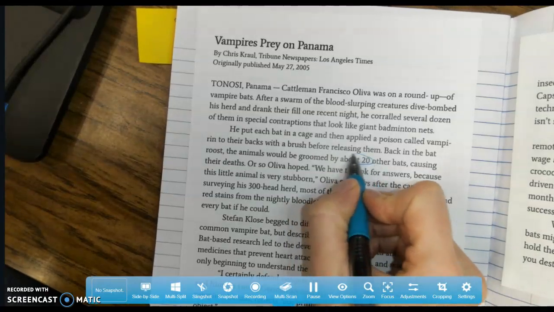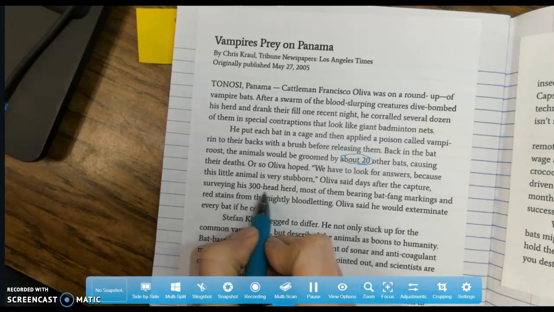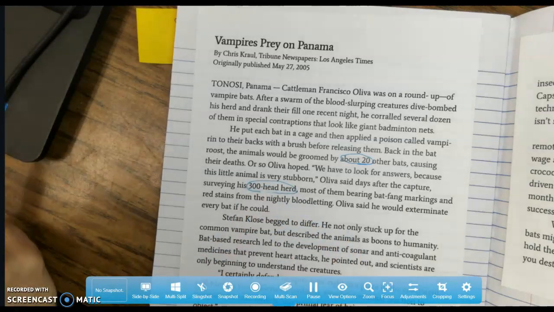Here's a number here. Here's a number here. Alright, well then I'm going to stop and ask myself, why did the author use these numbers or amounts?